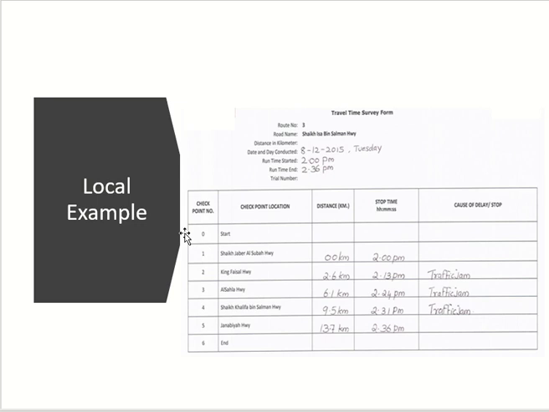Again, you can see the start point, the intermediate points. These are the intermediate points, and then you can see the end point. Distance is cumulative, so everything from the start point. And then you see the time.